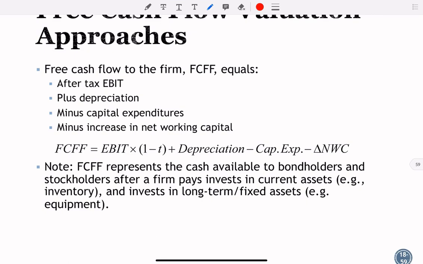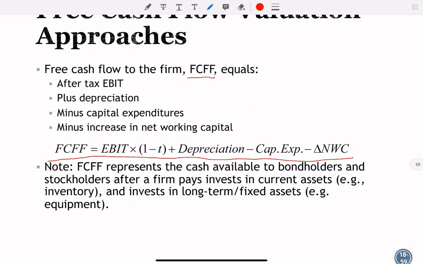Obviously, you have to know how to calculate free cash flow, right? So basically, this formula tells you that free cash flow is equal to the after-tax EBIT plus depreciation minus capital expenditure minus the increase in the net working capital. Again, you have to have some basic understanding of financial statements. You have to know what is depreciation, what is EBIT, what is capital expenditure, what is net working capital.